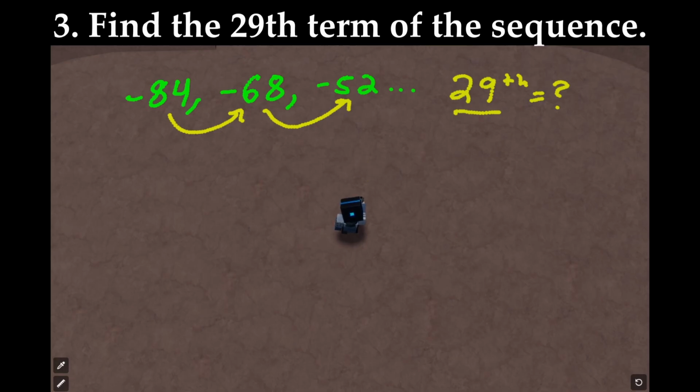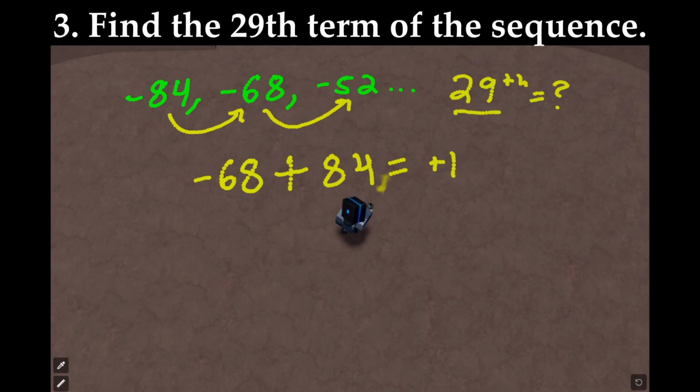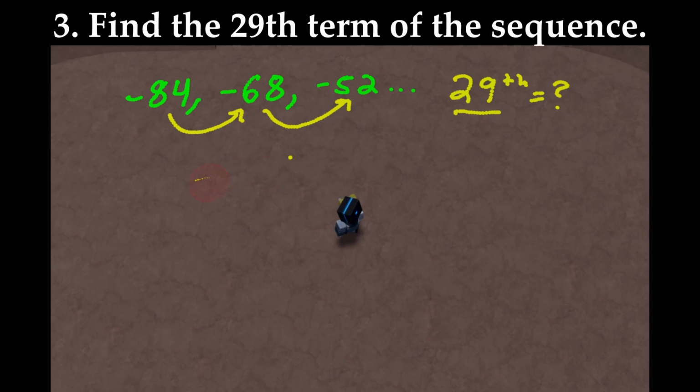Well, here's what you can do. It might not be obvious, so what you can do is subtract two consecutive numbers, and that'll be the common difference. So from negative 84 to negative 68, what you want to do is take the second number, and then subtract the first number to find how much we're moving by each time. So you can do negative 68 minus negative 84. That's the same thing as plus a positive 84. And if you do negative 68 plus 84, that's positive 16. So in other words, we're adding 16 each time in this sequence.